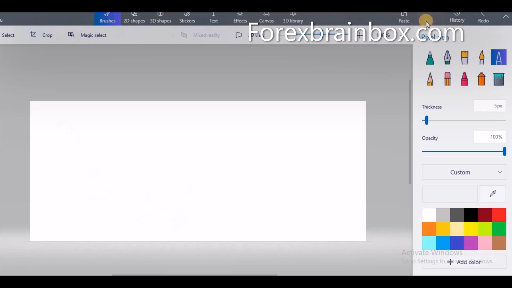Okay, so for a triple top, it's going to be just the same thing, triple, and right here will be your neckline. Sorry for that. Right here will be your neckline.